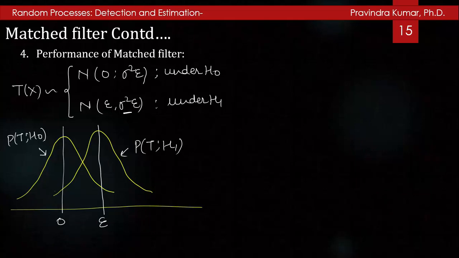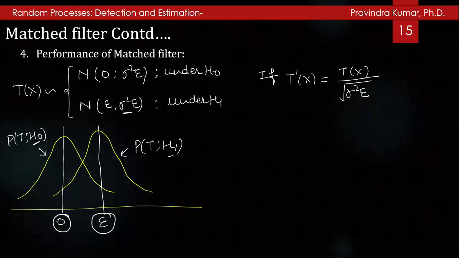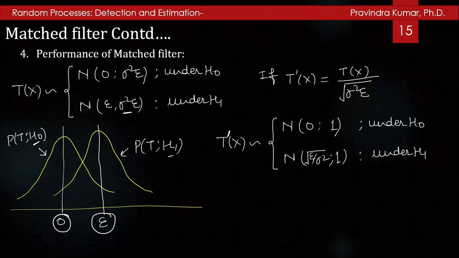So this is the figure of the test statistic, the PDF under hypothesis H0 and the PDF under hypothesis H1, with mean value 0 and mean value epsilon. If you consider T dash x is equal to Tx divided by under root sigma square epsilon, then the new test statistic will have a normal distribution with mean 0 and variance 1 under hypothesis H0, and a normal distribution with mean under root epsilon by sigma square and variance 1 under hypothesis H1.